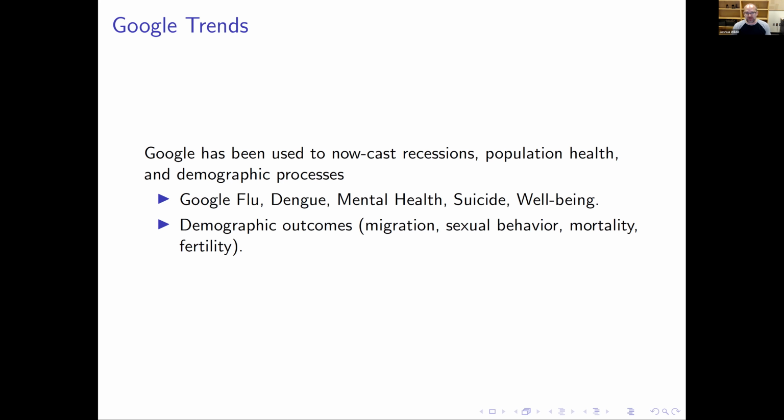And when it comes to demographic outcomes, the same. So the three main pillars of demography, migration, mortality, and fertility have all been predicted or forecast using Google search data, as well as other things related to demography, such as sexual behavior.